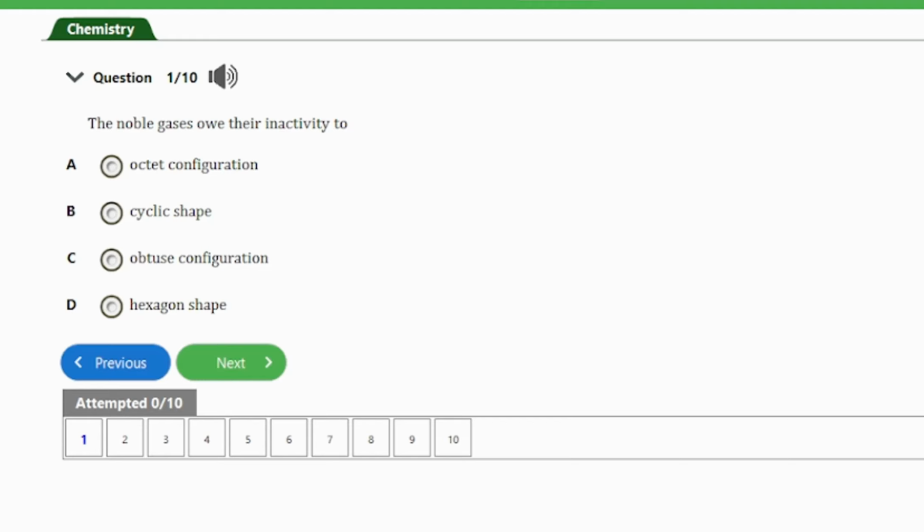The question says, the noble gases owe their inactivity to A. Octet configuration, B. Cyclic shape, C. Obtuse configuration, D. Hexagon shape. The answer to this question is option A, and that's octet configuration. The noble gases have an octet configuration, and that's the actual fact that makes them inactive because they complete their outermost shell. They have the complete 8 electrons in their outermost shell.